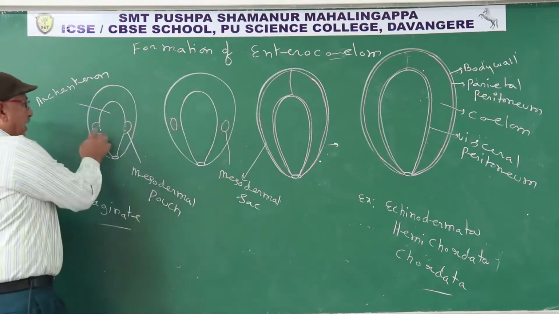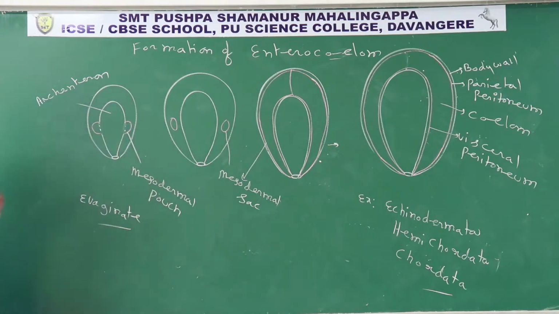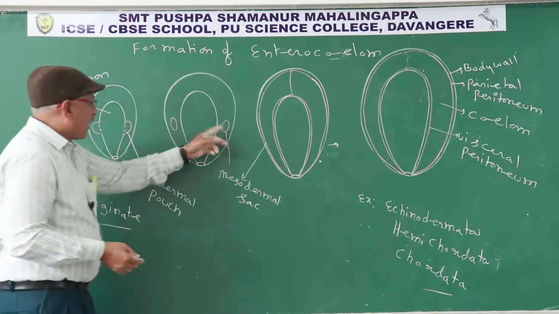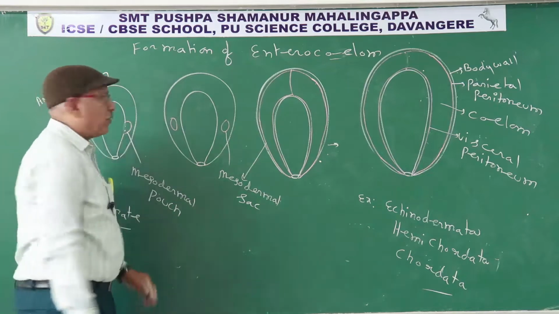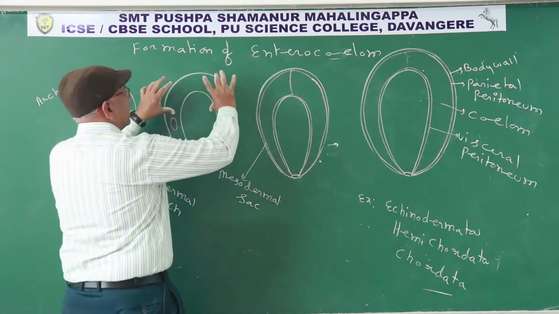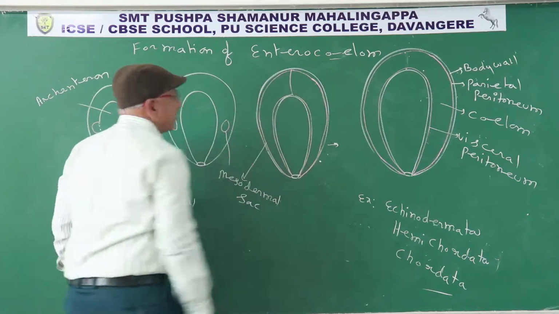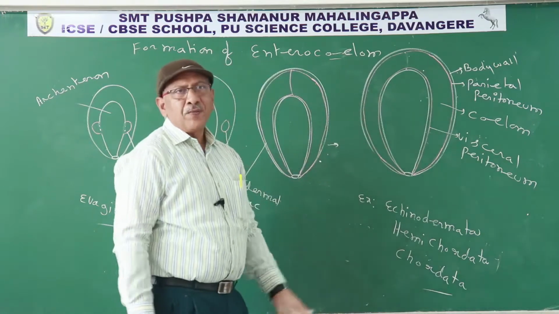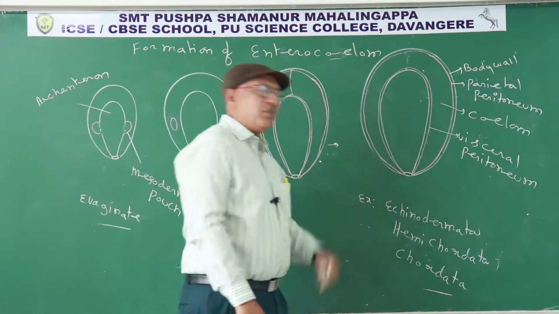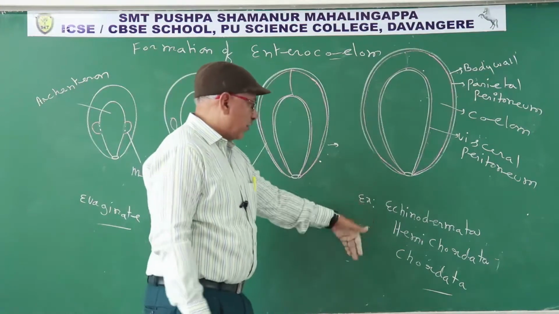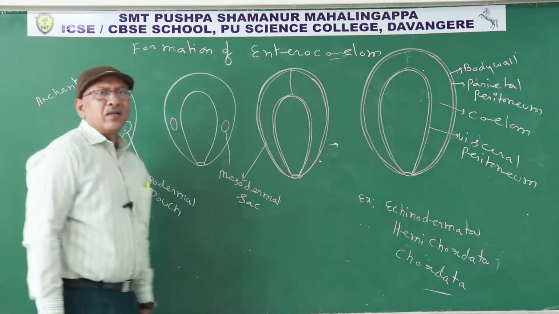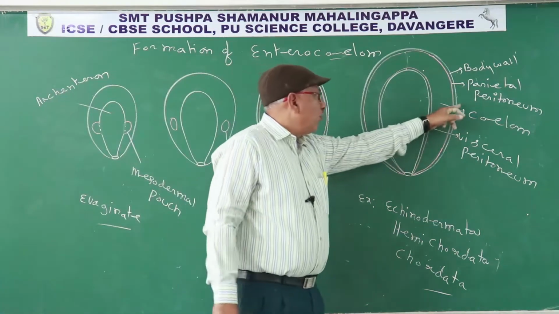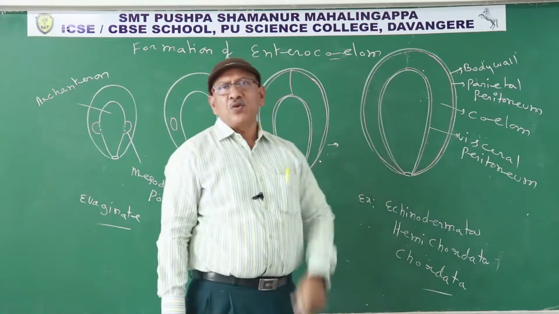Archenteron evaginates. As a result, 2 mesodermal pouches are formed. Later, the 2 mesodermal pouches pinch off, separated. As a result, 2 mesodermal sacs are formed. The 2 mesodermal sacs increase in size till they are connected at the anterior end. Later, the 2 mesodermal sacs unite. As a result, coelom is formed. Example: Echinodermata, Hemichordata, Chordata. What is coelom?